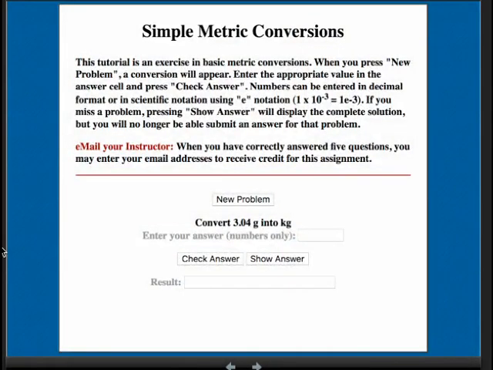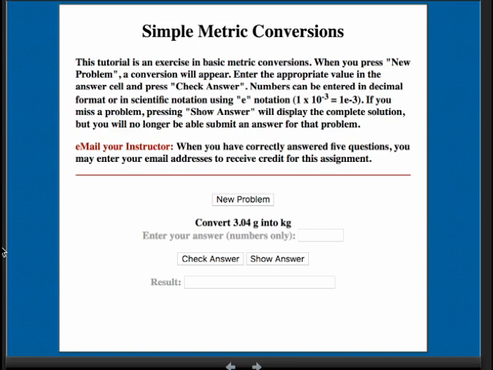All right, there is one new thing. This is a new tutorial. I think it works. Simple metric conversions. And this is now on the list, you get 5 points for it. Basically, it will give you a problem. Some problems are more challenging than others, but this one's very simple. We want to convert 3.04 grams to kilograms.